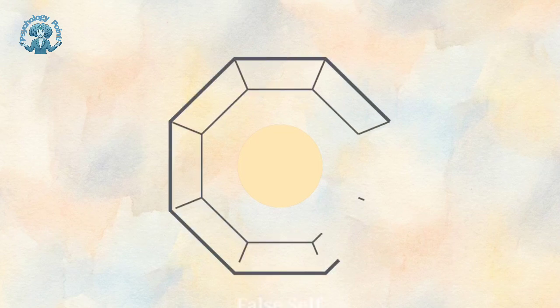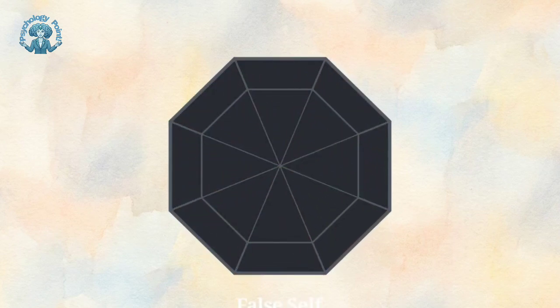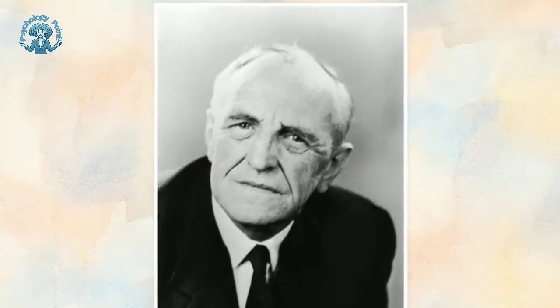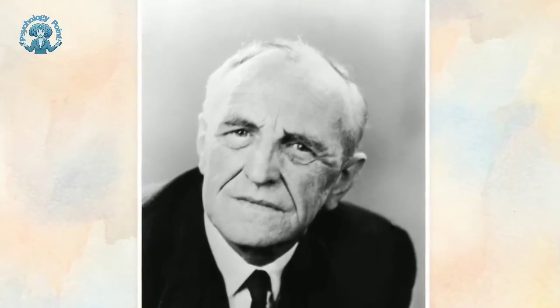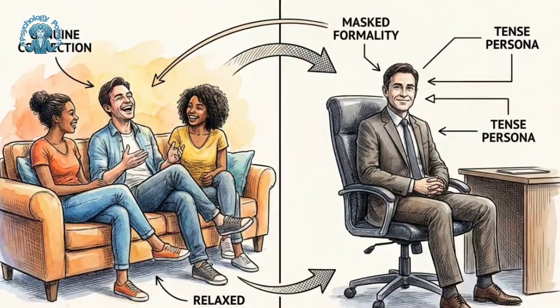This diagram maps human identity as a dual-layered architectural system, a dynamic inner core enclosed by a rigid, opaque outer boundary shell. This model was conceptualized by psychoanalyst Donald Winnicott, who divided human identity into two operating systems, the true self and the false self.